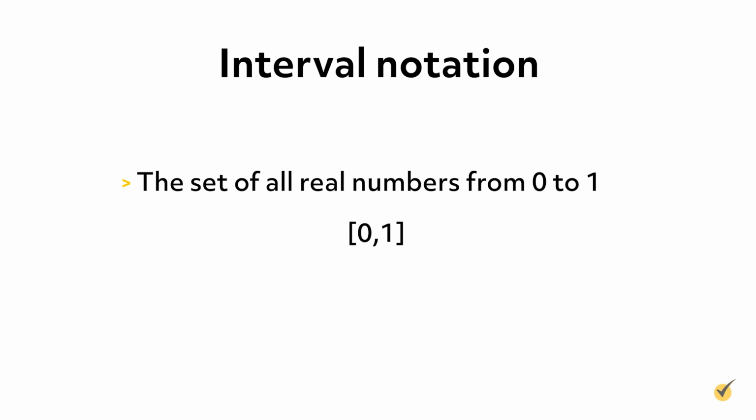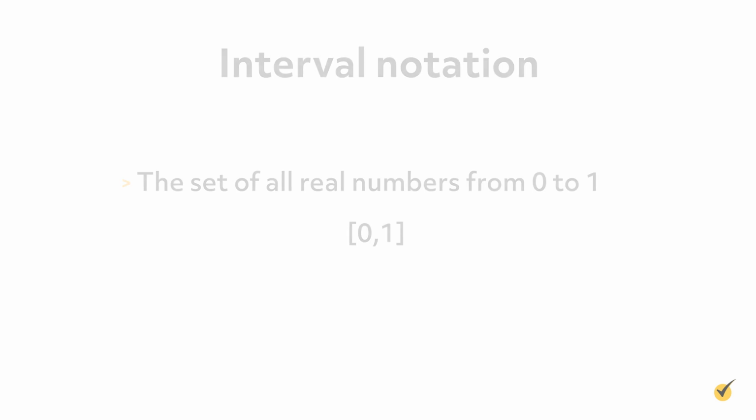The left number, in this case 0, represents the lower bound of the continuous interval, and the number on the right, in this case 1, represents the upper bound of the continuous interval. The square brackets enclosing these numbers indicate that 0 and 1 are themselves included in the set. In this concise notation, we have listed all possible real numbers from 0 to 1. Let's use interval notation for another example.